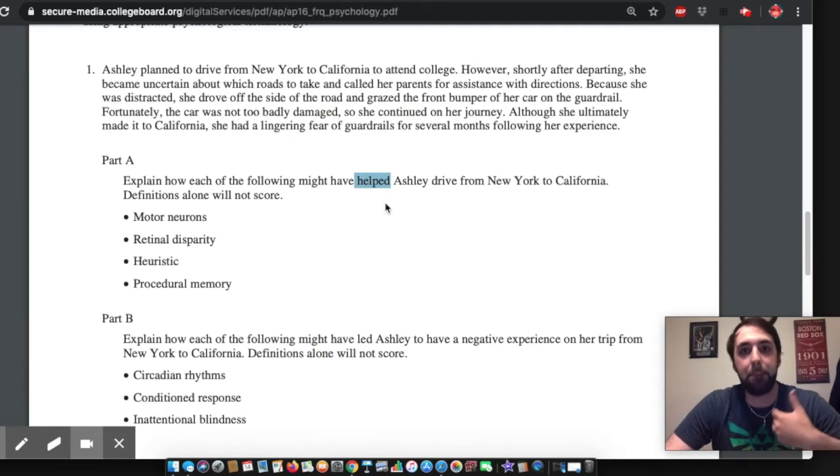If you give me a bad outcome, a negative outcome on a help bullet, it cannot score. Ashley cannot be getting into a car accident because of the terms up here. That obviously isn't going to help her arrive in California.